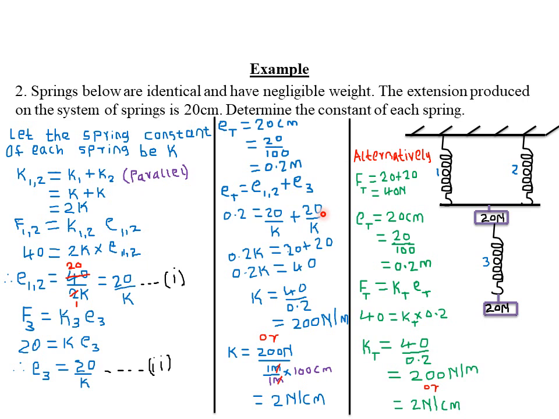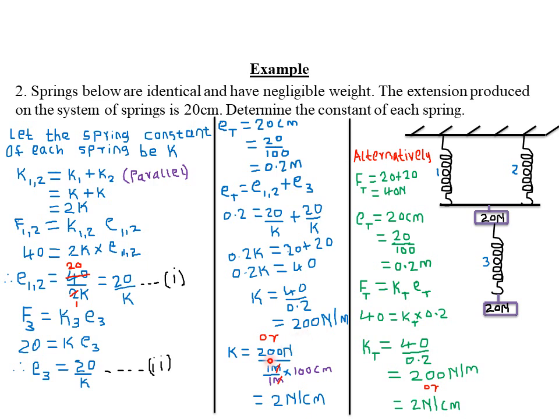So that the K and K will cancel. I remain with 20. 20K over K, K and K will cancel. I remain with 20. Then 0.2 times K, I remain with 0.2K. Therefore, 0.2K is equal to 20 plus 20, which is 40. So 0.2K is equal to 40. If I divide both sides by 0.2, the 0.2 and 0.2 will cancel, so that I remain with K. Then 40 divided by 0.2. Therefore, K, you simplify this, you'll obtain 200 Newton per meter. So that is the SI unit for spring constant.